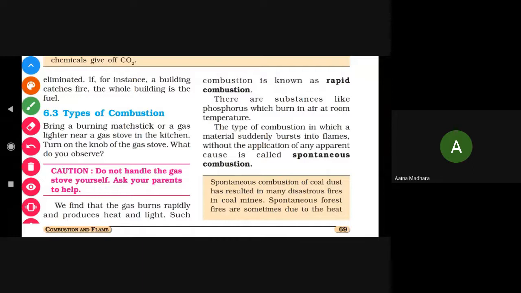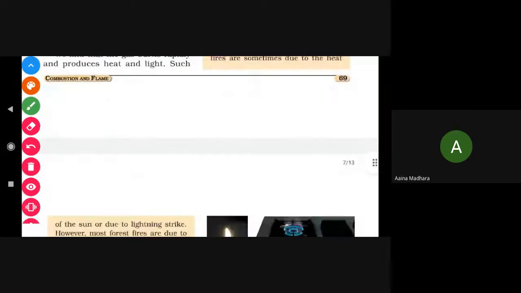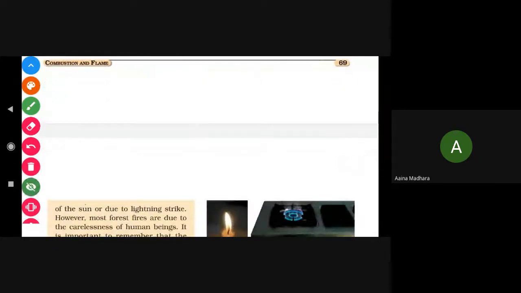Now there are other substances like phosphorus which burn in air at room temperature. Phosphorus will burn in air at room temperature without applying anything on it. Without applying any force or pressure, it is going to start burning at room temperature. So that is called spontaneous combustion. Understood?